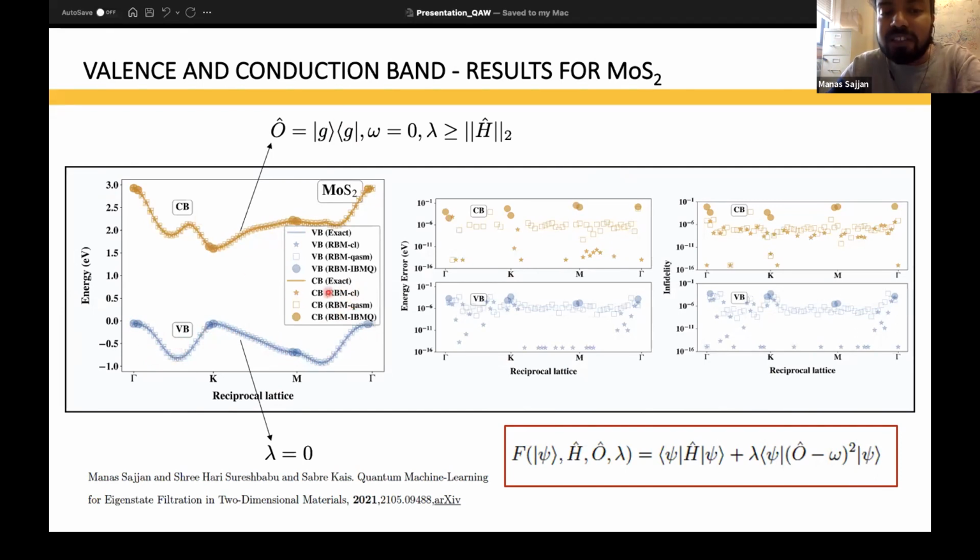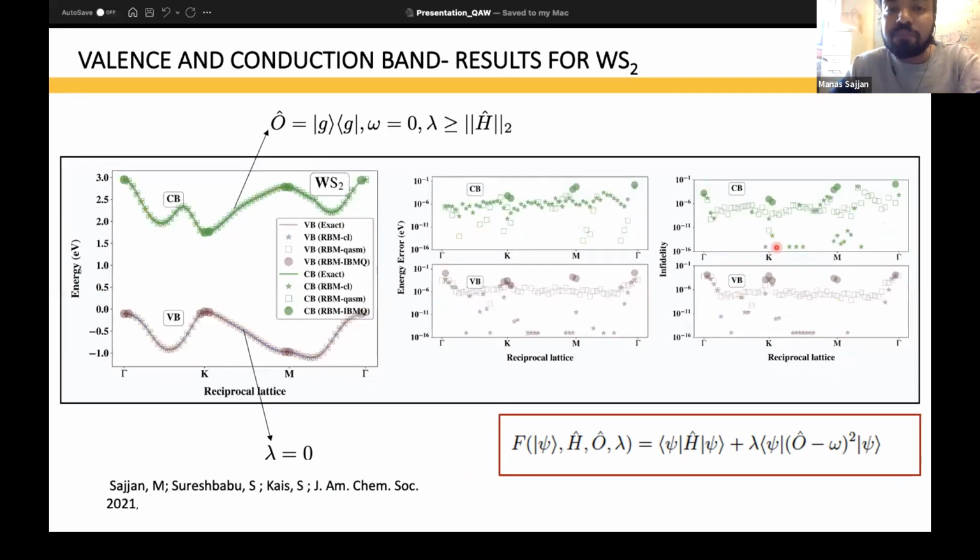But RBM CL is basically the classical computation of the RBM. RBM Qiskit is basically on a simulator, and RBM IBMQ is on specific IBMQ hardware, where we use IBMQ Toronto. The energy errors are here, and the infidelities of the state constructed using the RBM Ansatz are here, and both of them are pretty low. Similar results were also obtained for WS2, another TMDC.